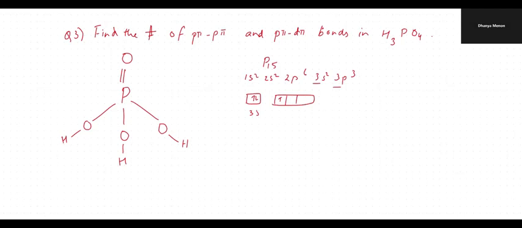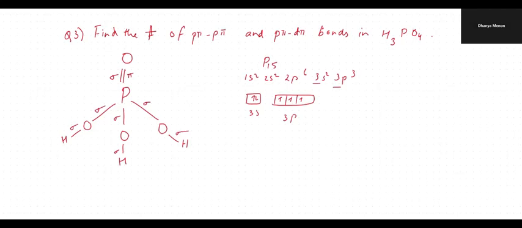And this is 1, 2, 3, the 3p orbital. Now, over here, let's write the number of bonds, which is sigma and which is pi. Here there's a double bond. One is a sigma and one is a pi bond. And this is a single bond, sigma. All single bonds will be sigma bonds. Sigma, sigma, and sigma.